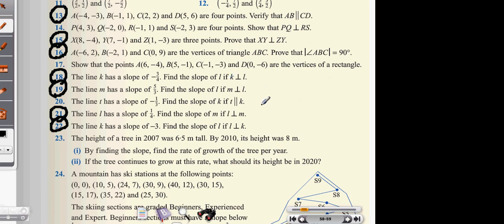I'm going to include 20 now because they're so short. 20 means it's the same slope. So the slopes are equal to each other. For question 21, turn it upside down, change the sign. For question 22, turn it upside down, change the sign. And that's it done, okay?